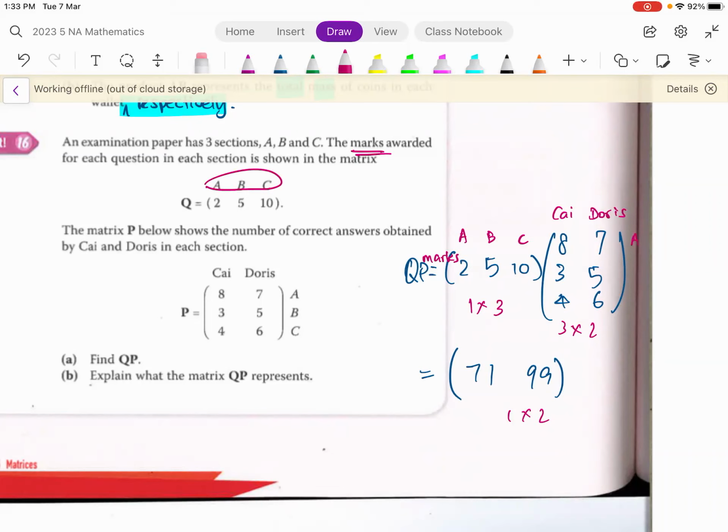And then our section A, B, C again. It is not a coincidence that it's the same. It has to be that way. So after you do your matrix multiplication, 1 row remaining refers to marks. Because all these, same, cancel away already. The 3 and 3 cancel. So left with Thai and Doris. So what do you suppose the elements represent?